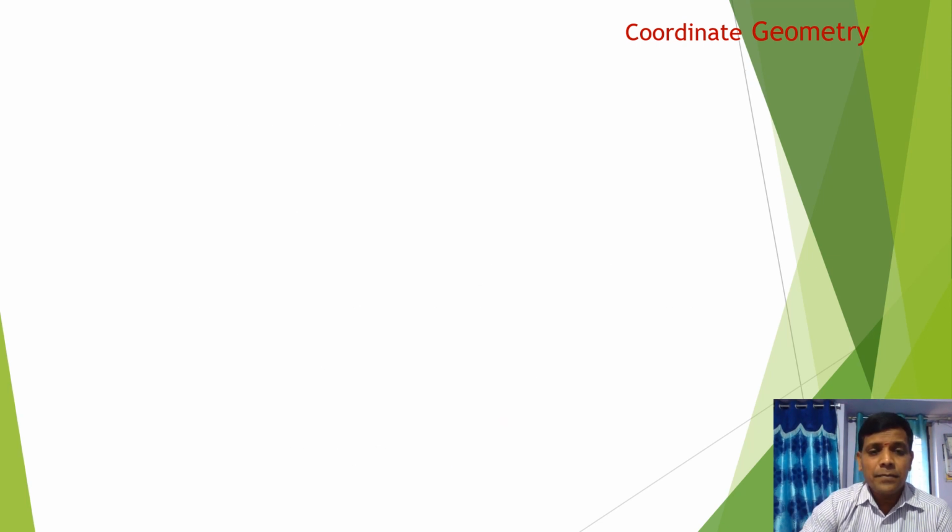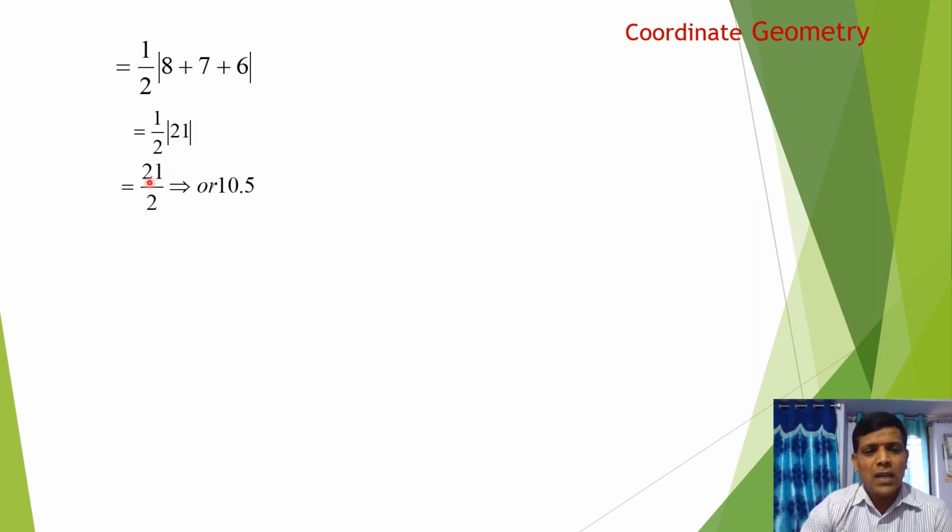What is the next step? 2 into 4 is 8, plus -1 into -7 is plus 7, plus 2 into 3 is 6. So half into (8 plus 7, 15; 15 plus 6, 21). So half into 21, that is 21 by 2, which means 10.5. So what is the area of triangle? 21 by 2 or 10.5. Area of triangle ABC equals 21 by 2 or 10.5 square units.